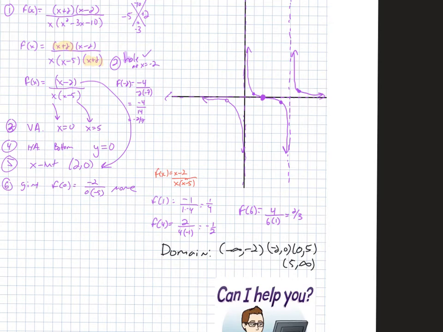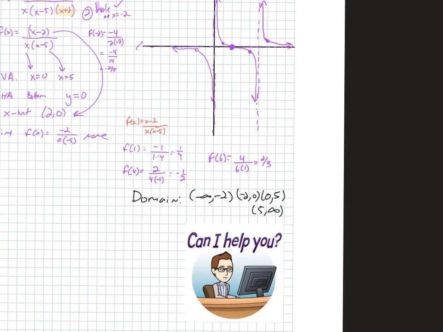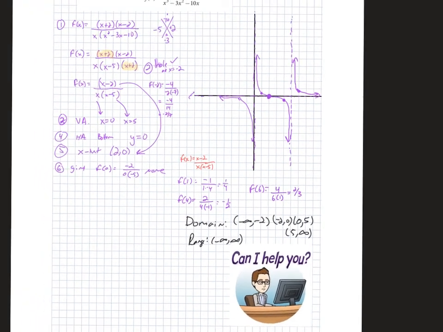And then my range here, which is kind of interesting, my range actually happens to be all real numbers because I wind up going up for infinity, down for an infinity. I actually cross that horizontal asymptote. That won't always happen, but in this case, it does. So my range just from the graph, all the y values, negative infinity to infinity.